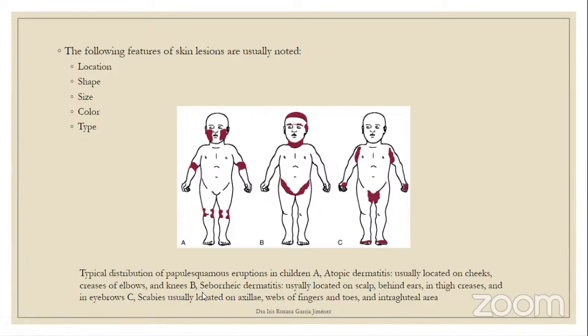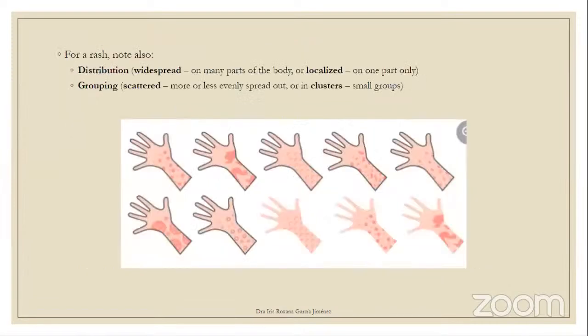Elbows and knees. B, seborrheic dermatitis, usually located on the scalp, behind the ears, in tight creases, right? You can check, and in the eyebrows. C, the scabies, usually located on the axilla, webs of fingers and toes, and in the genital area. That's the way we must show this information, the way we must describe this skin lesion.